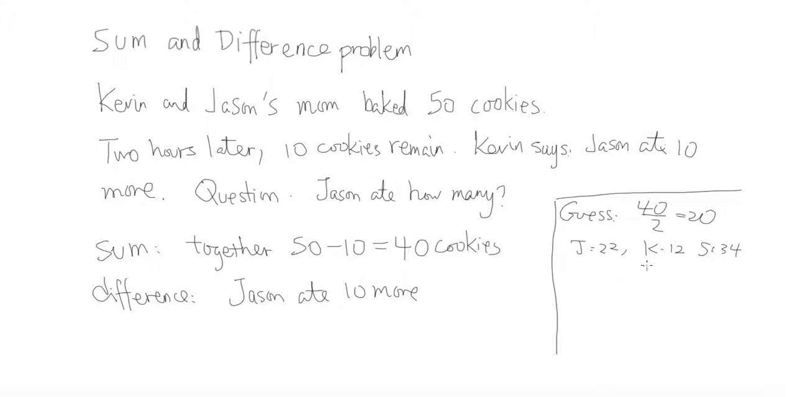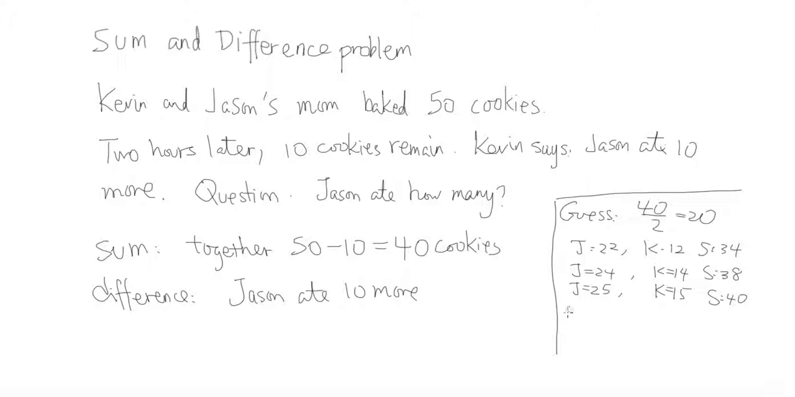Because the sum is too low, you will increase your guess. Maybe you guess 24. Kevin will be 10 less, 14, and the sum will be 38. Still a little too low, so you increase a little more and you will find the solution. If Jason is 25, Kevin is 15, and the sum equals 40. So if you do the guess, you just need to start somewhere in the middle, and then adjust your guess according to whether the sum is too big or too small.